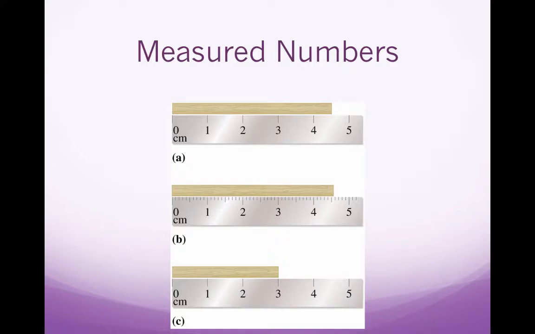Then in the following example, we have a new piece of wood, and we can see that it's 3 centimeters. I know that for sure. Even though it looks like it's right on the 3, I still have to guess 1 digit past that. So I would say this is 3.0 centimeters. That shows you that you knew the 3 for sure, but you had to guess the 0.0.